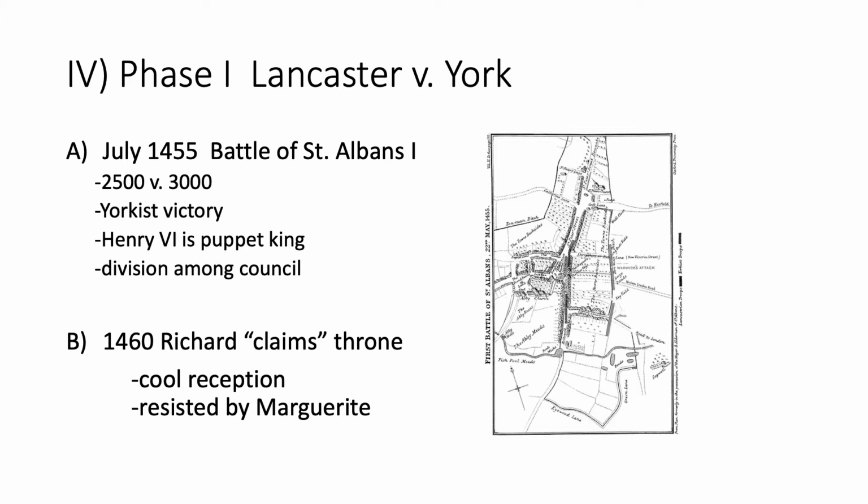It is a victory for the Yorkist forces, and so they're able to reduce Henry VI to essentially a puppet king. There is, though, a lot of division amongst the nobles as to who should really be the real authority. So Marguerite and Somerset have been marginalized, but those who support Richard are a little concerned about his ambitions. And this is not laid to rest.